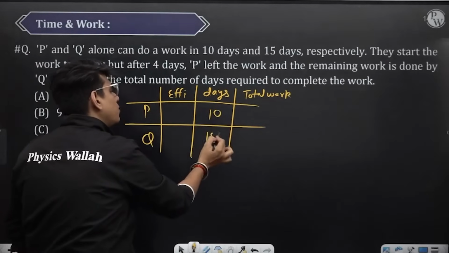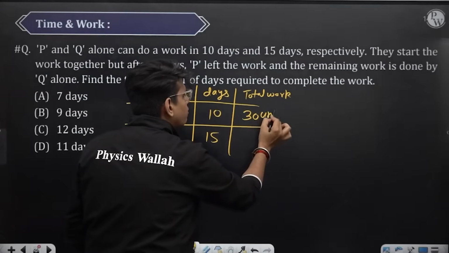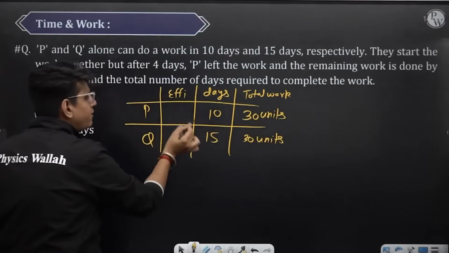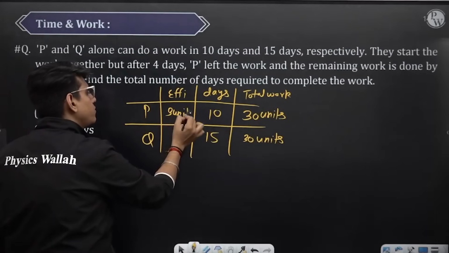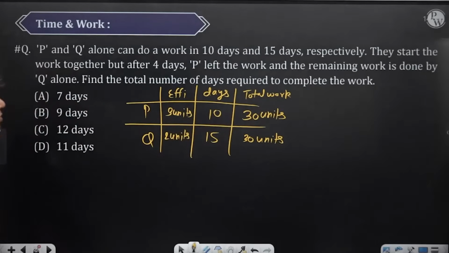What is the LCM of 10 and 15? 30. So I can take 30 units of total work for each. So in a day they will do 3 units and 2 units. So this is the efficiency, days and the total work. I can assume these things.